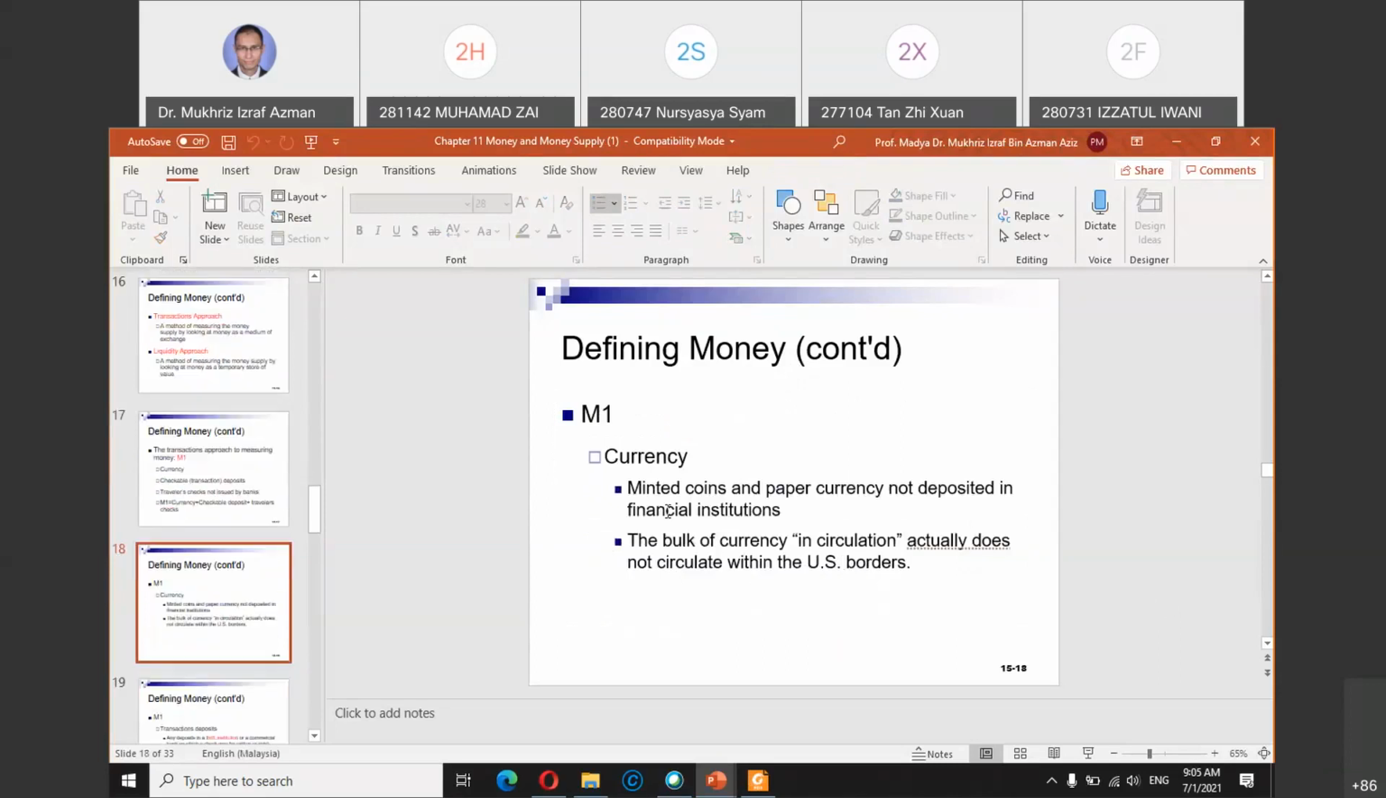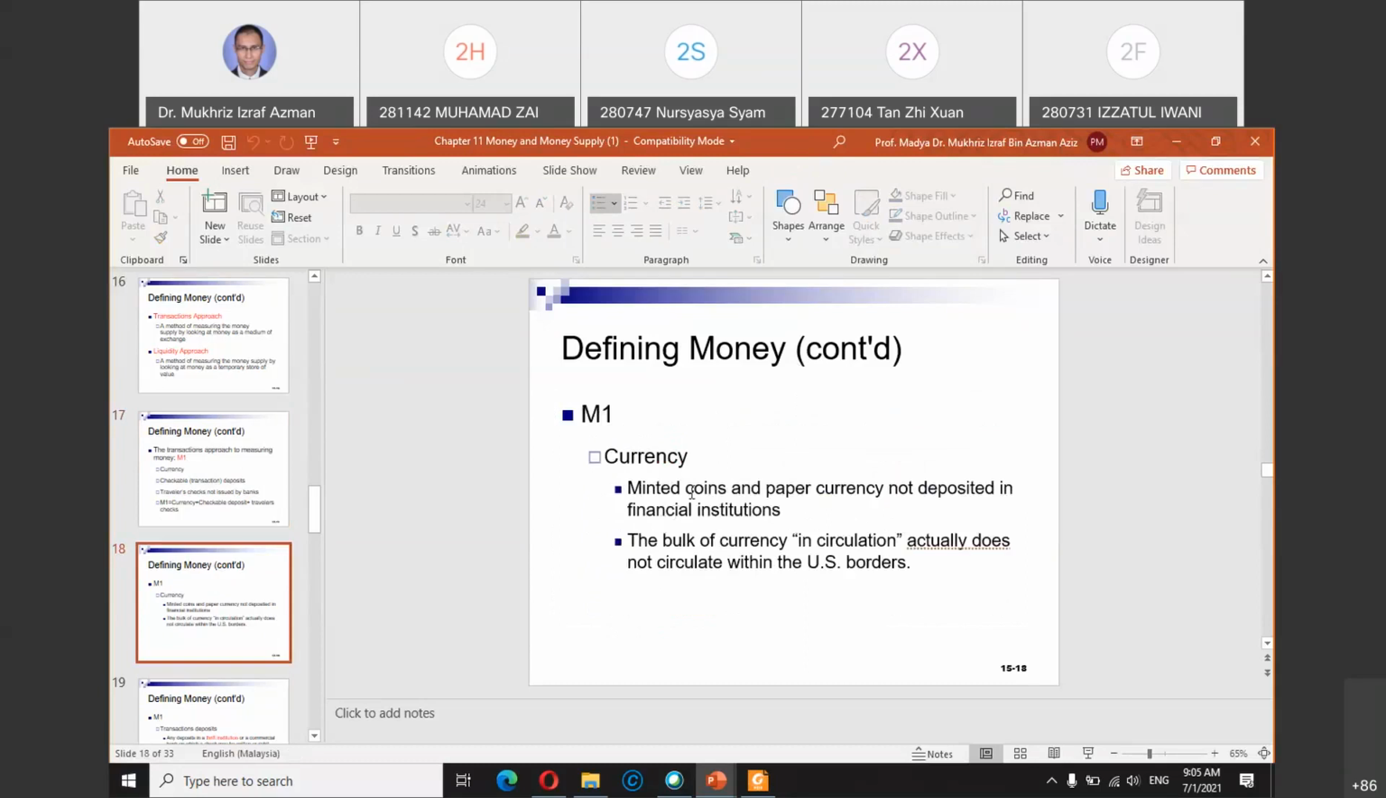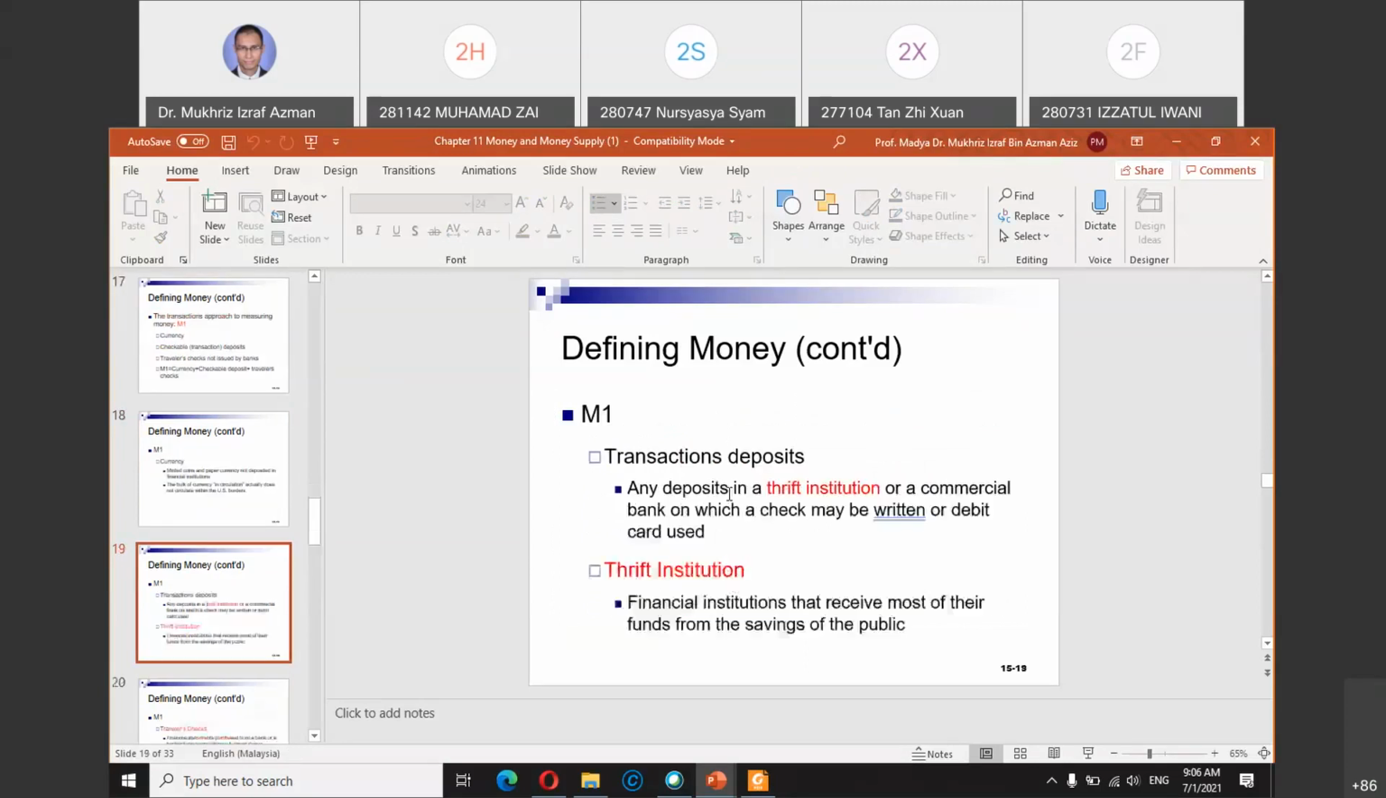Currency means coins and paper, the money in your wallet, shillings or coins, not deposited in a financial institution, meaning money in circulation. The bulk of currency in circulation actually does not circulate within the country. This is the US example. Just now we mentioned there are three components in M1: currency, checks, and traveler's checks. Currency includes shillings or coins and paper currency.